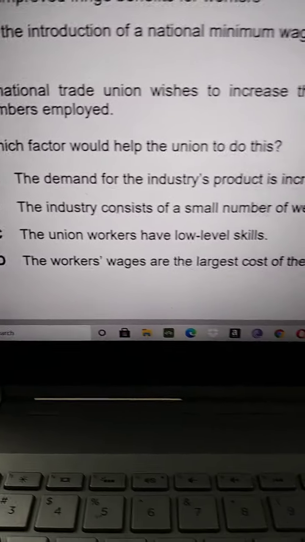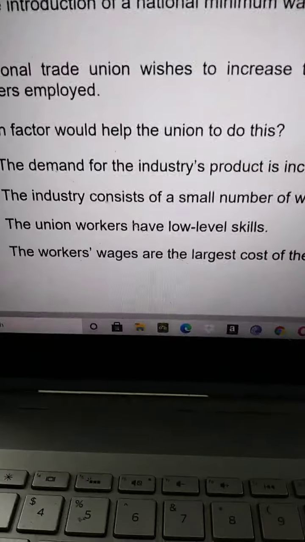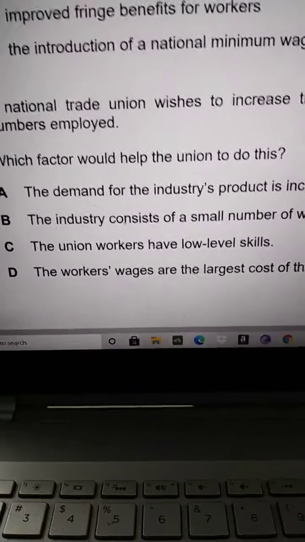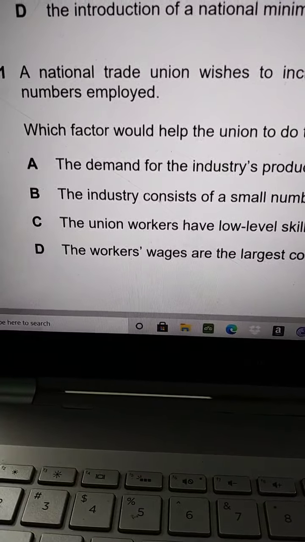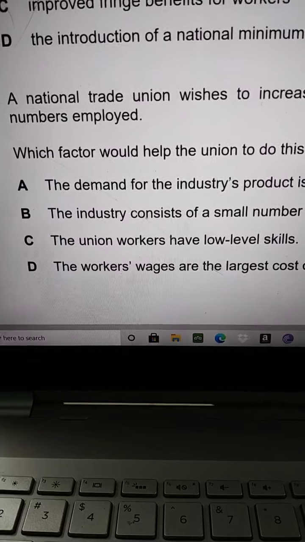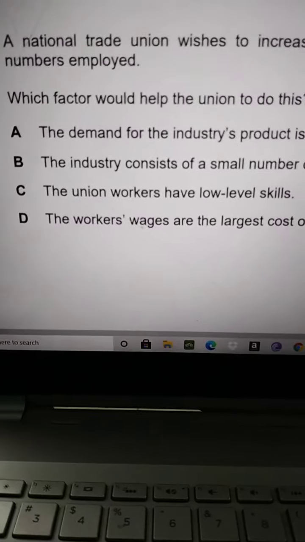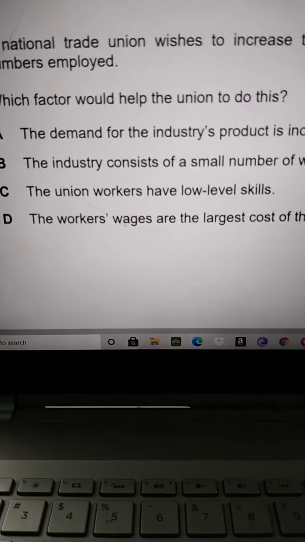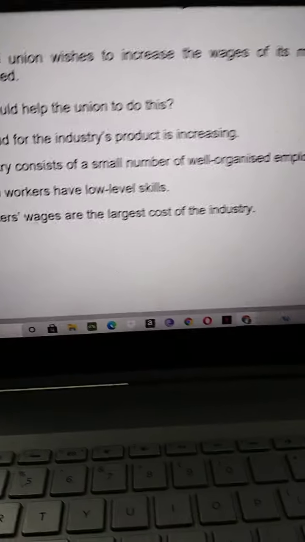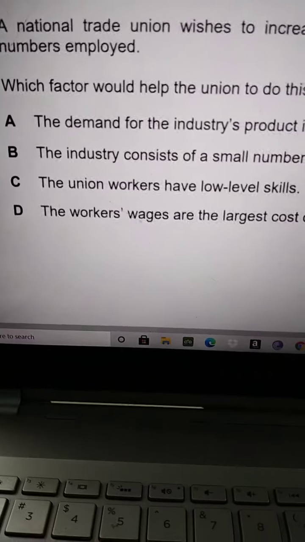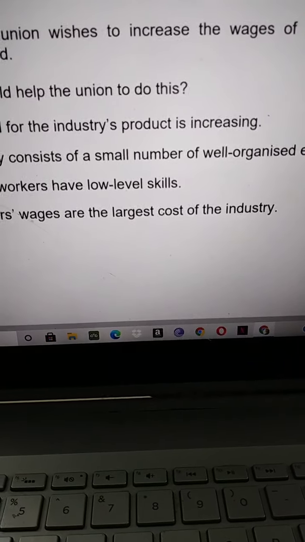A national trade union wishes to increase the wages of its members without reducing the numbers employed. It means that they want stable employment, and they also want to raise the wages. So which factor would help the union to do this? What will happen to the product, and because of that producers will increase the wages. The demand for the industry's product is increasing. Yes, it can be the answer.